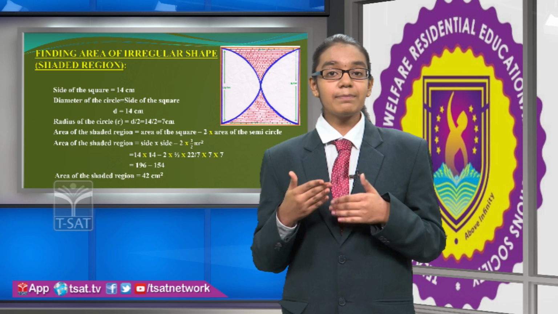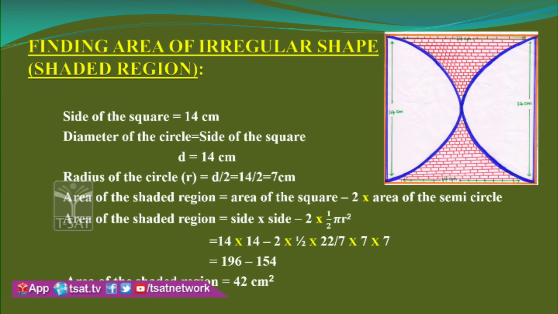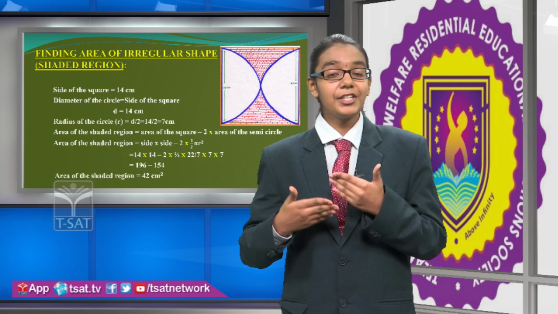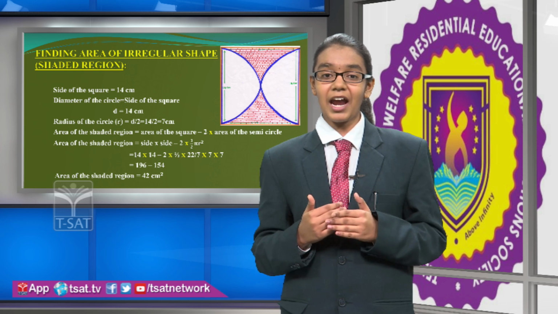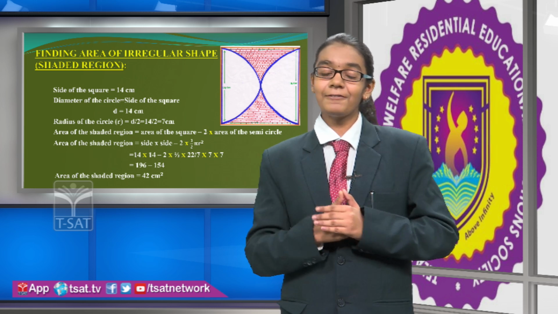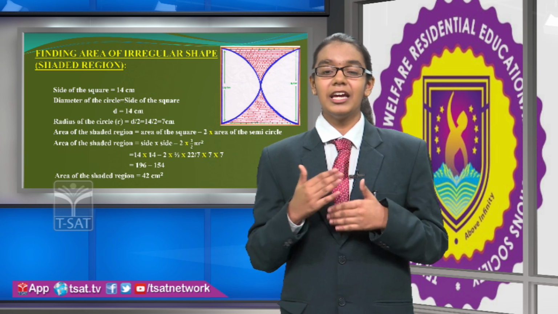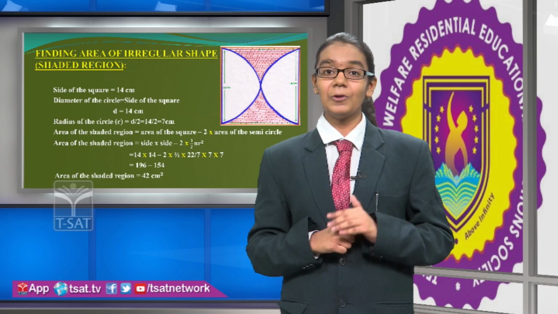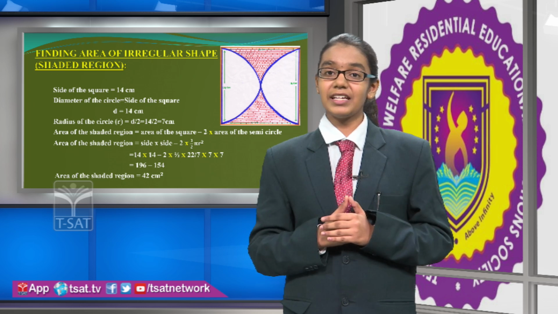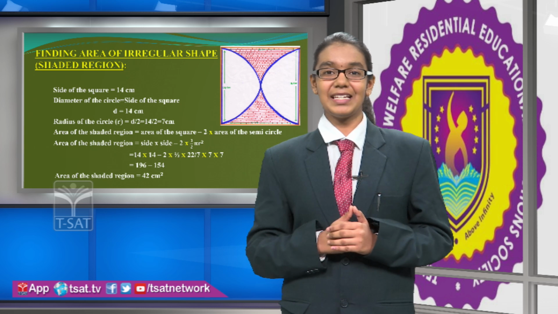So if we multiply 14 and 14, we'll get 196. So the area of the square is 196 square centimeters. And now if we simplify the area of the semicircles, then the area will be 154 square centimeters. Now to get the area of the shaded region, we should subtract the area of the two semicircles from the area of the square. That means 196 minus 154. If we do that, then we'll get 42. So the area of the shaded region is 42 square centimeters.